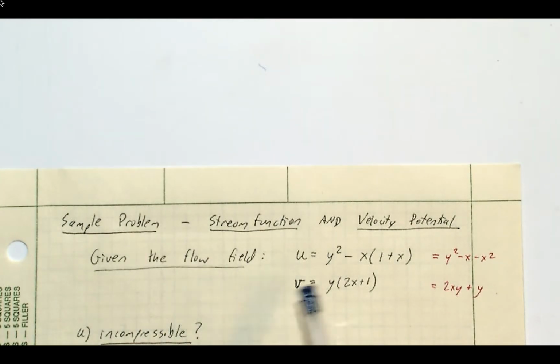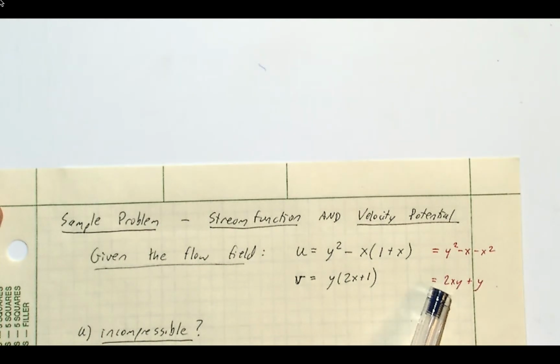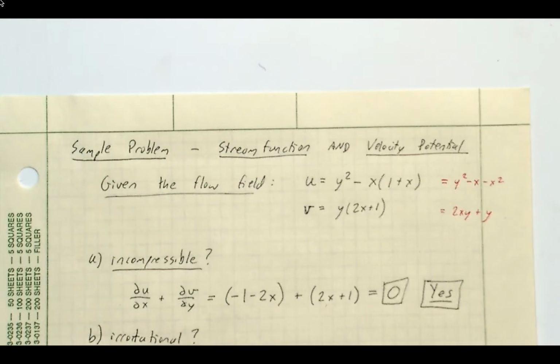So given the flow field, we're given both components of velocity in terms of their dependence on the x and y coordinates. Again, we just have a 2D flow, and this may be what's given to you. It's always good to expand them out because we know we're going to be integrating and taking derivatives quite a bit when we're doing fluid kinematics. So part A: is this incompressible? From conservation of mass, can we do something with this?